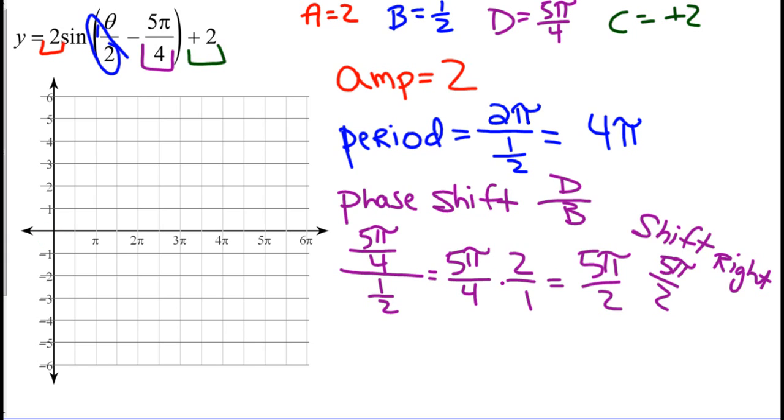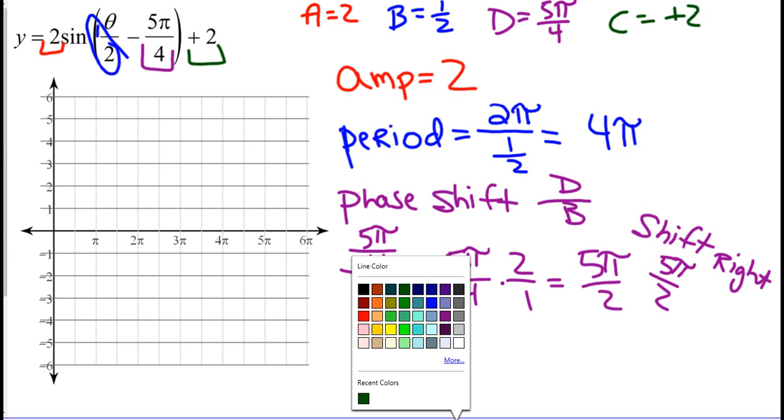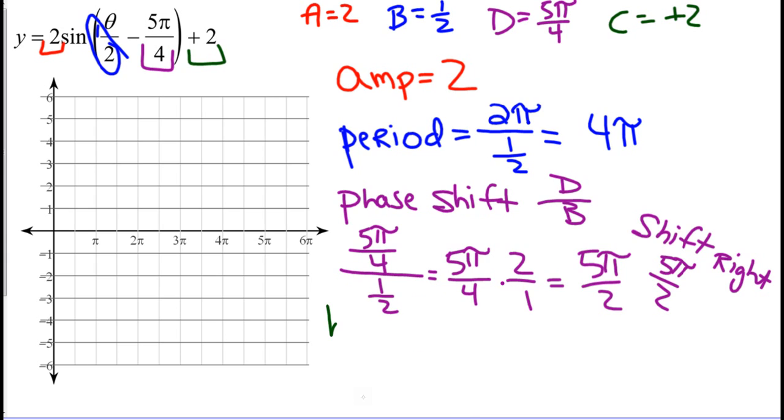Okay. Then last but not least, which is the kind of easiest one to deal with, is our vertical shift. Okay. Vertical shift is just going to be up 2. That one you take the same sign. Now, the easiest thing to do is to actually put your new axes on your graph before you even start doing anything. And that means you need to take a look at your vertical shift and your phase shift. So vertical shift is always the easiest one to do.